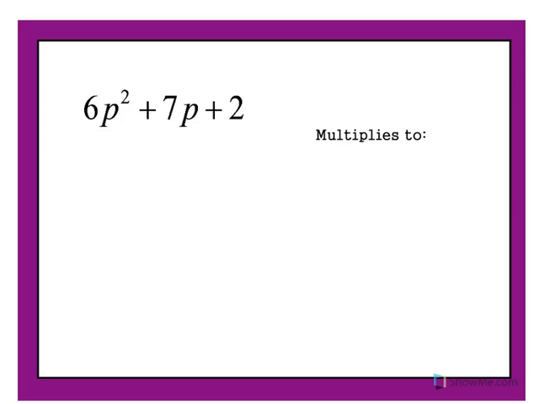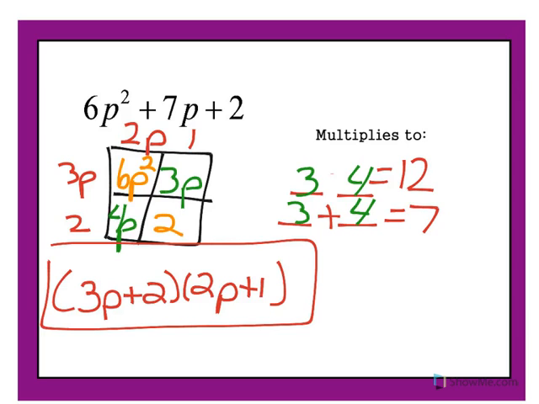Now for the next one, 6, 7, and 2 do not share a factor. So I want you to pick. Are you a box person or are you a factor by grouping person? Pick your method, work it through, and then check your answer. No matter which method you chose, did you come up with the two factors of 3p plus 2 times 2p plus 1? If you did not, take a moment, check my work, and see if you can find any mistakes.